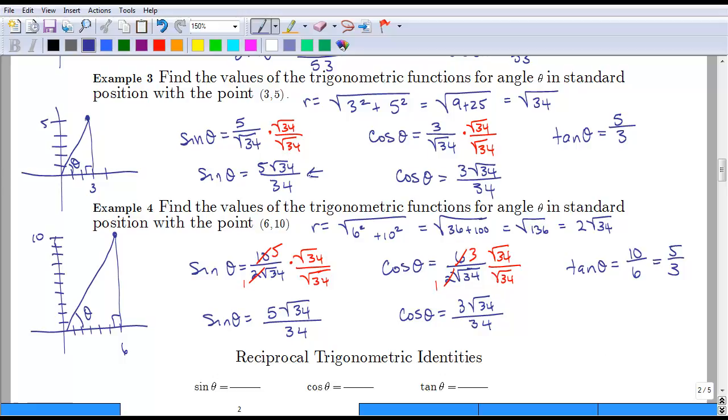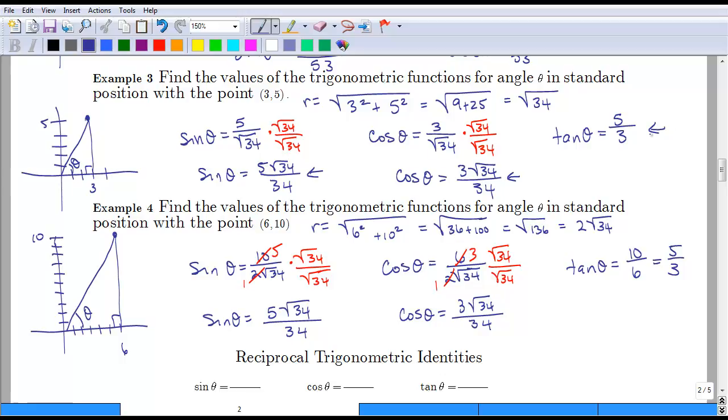Again, we rationalize and simplify, and we end up with 5 root 34 over 34, which is the same thing we had up here. Cosine of theta is again 6 over 2 root 34, which reduces to be 3 root 34 over 34. And again, that ends up being the same thing we had up here. And the tangent of theta ends up being 5/3, which is the same that we had up above. If you remember, we talked about similar triangles in the last chapter, and these two triangles are similar. If you multiply the x value by 2 and the y value by 2 and the radius by 2, we end up with the second triangle that's in example 4.